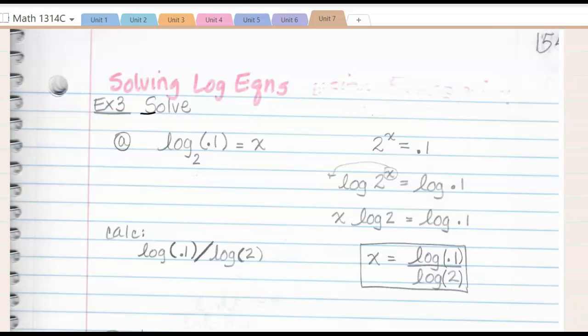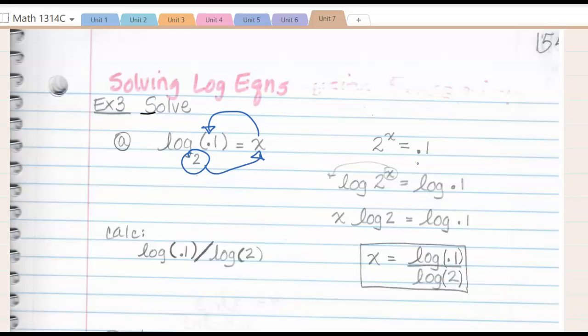Just like we did changing exponential equations into logs, let's use exponents. In other words, let's change this into an exponential expression. We know that we have the base of 2 with the exponent of x, and it will equal 0.1. So we can see that right here. From here, we would try to get the same base. Since we cannot get the same base, let's take the log of both sides.